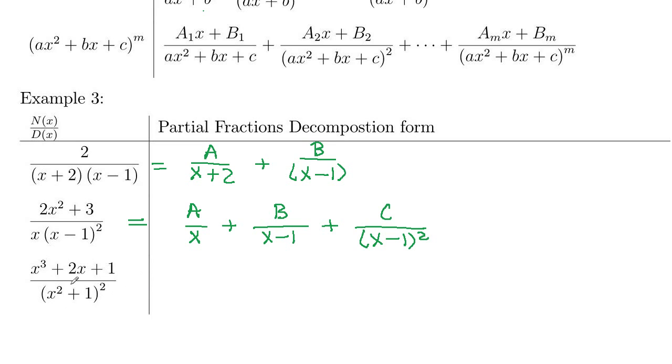And then this one, we've got an irreducible quadratic. Second power, so we're going to have 2 terms. We're going to have an x squared plus 1 in the denominator of the first term, and an x squared plus 1 squared in the denominator of the second term. Our numerators are going to be linear. Power is 1 less than the denominator. So I'll call the first numerator ax plus b, and the second one cx plus d.